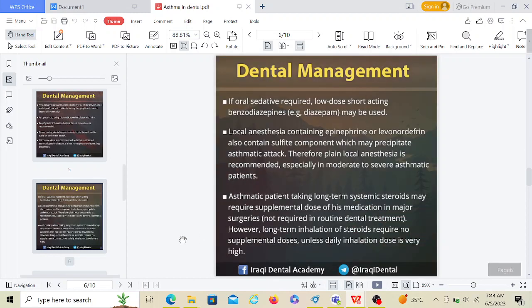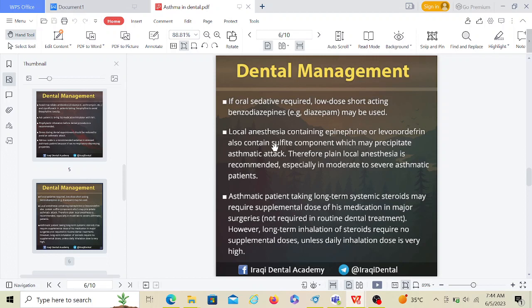Remember. Then, if oral sedatives are required, you can use a low dose, short-acting benzodiazepine. That's diazepam, but don't use barbiturates, as we already discussed. They are to be avoided. Now coming to local anesthesia.